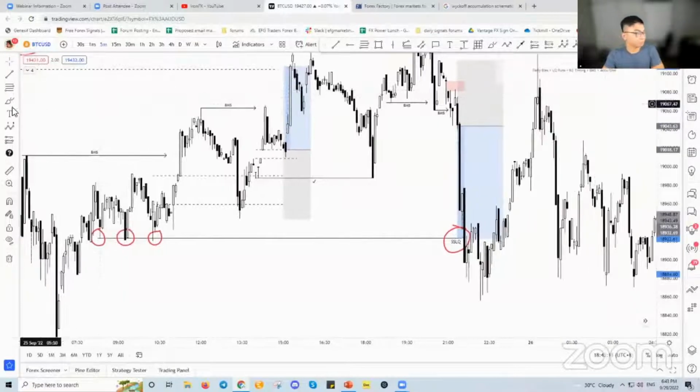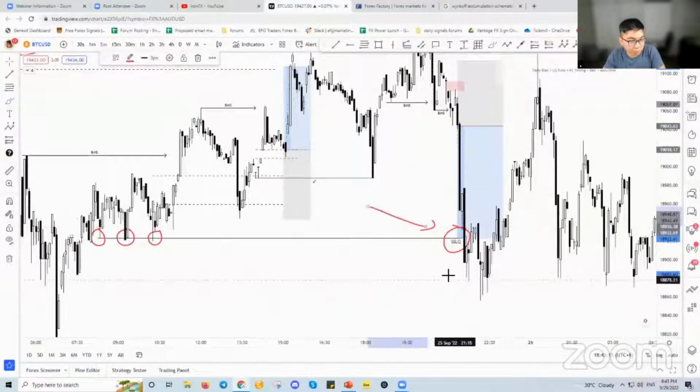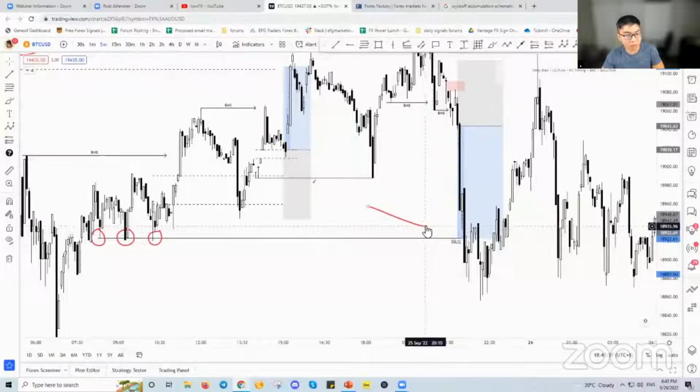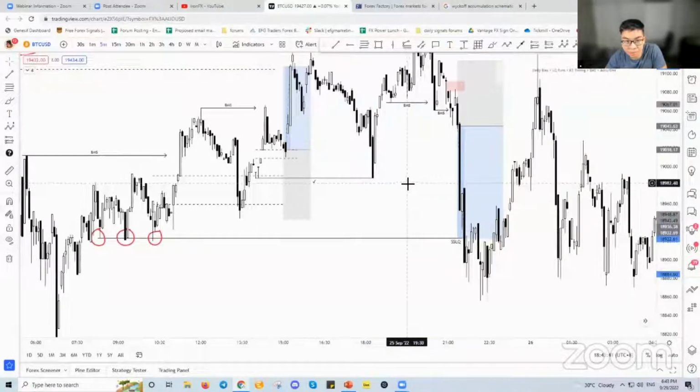So you can see, price broke through the sell side liquidity. It accumulated. What is accumulation? What is distribution? I've been mentioning it quite a few times. You guys have to read up on Wyckoff. I will type it out in the chats. It's very, very important, because if you do not read up about Wyckoff, you do not know which part of the market you are at.